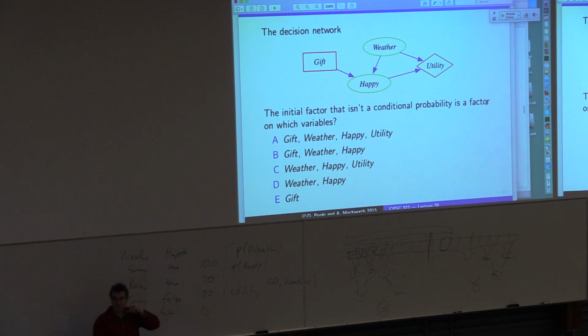But the question isn't a conditional probability. You're asking which one is not a conditional? I'm saying which factor is not a conditional probability. So there are three factors. There's this factor that's a conditional probability, there's this factor that's a conditional probability, and this factor, the utility. There's this probability, there's this one, and there's this one.